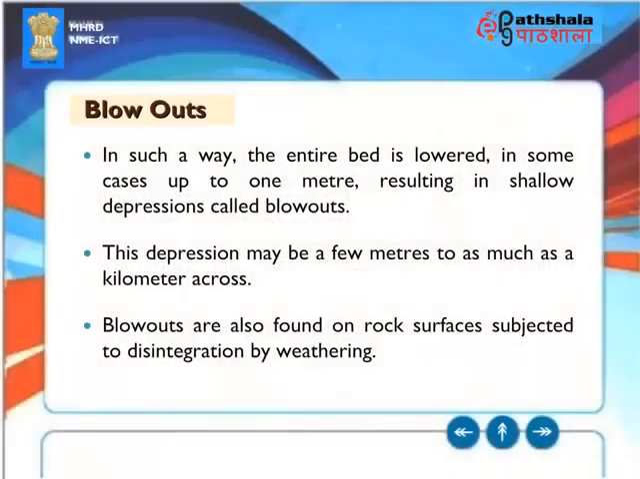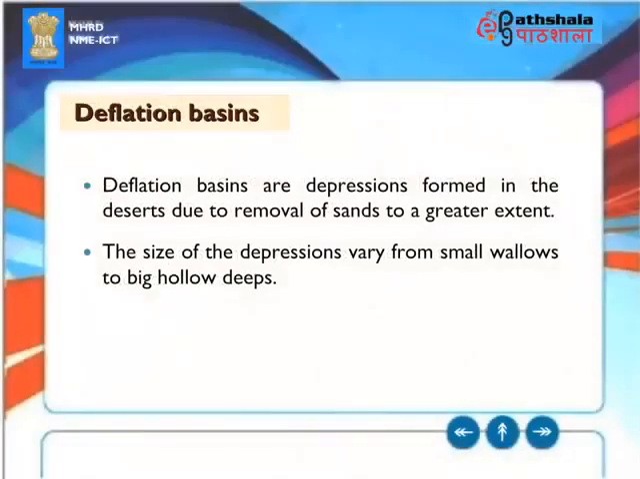In such a way, the entire bed is lowered, in some cases up to 1 meter, resulting in shallow depressions called blowouts. This depression may be a few meters to as much as a kilometer across. Blowouts are found on rock surfaces subjected to disintegration by weathering. Deflation basins. Deflation basins are depressions formed in the deserts due to removal of sands to a greater extent. The size of the depressions varies from small wallows to big hollow deeps.